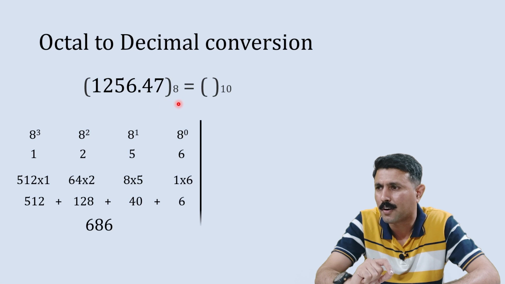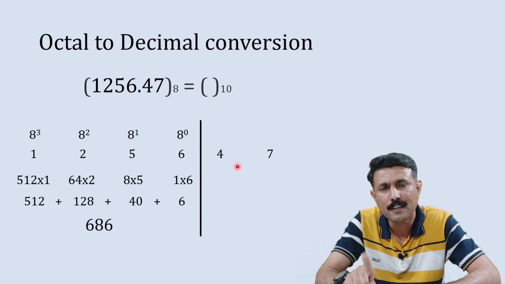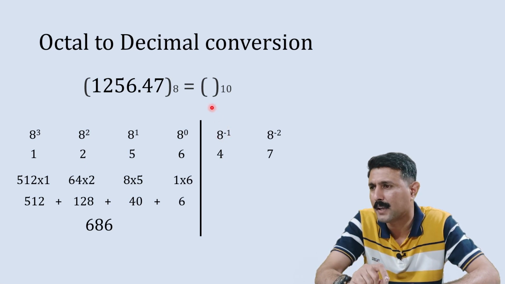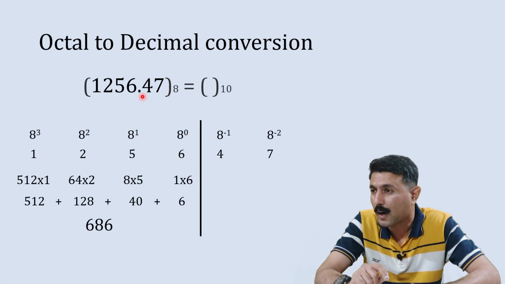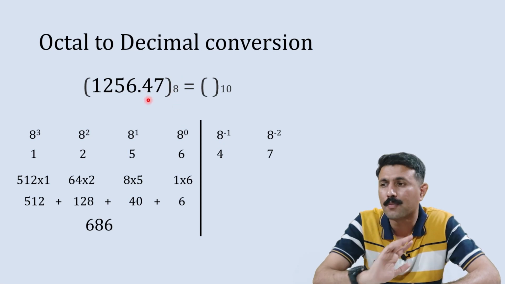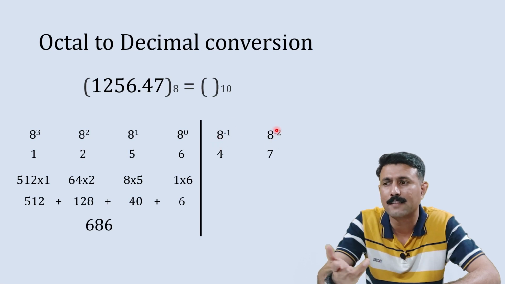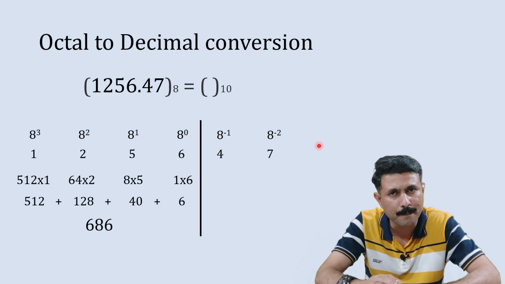Now it's time for the fractional part. Fractional part we'll write in this manner, 4 and 7. And again you need to follow the same thing. You're supposed to write the weightage of this number with reference to that base. The base is 8. So after the point, the weightage of all the numbers would be in this manner, 8 raised to minus 1, 8 raised to minus 2 and so on.